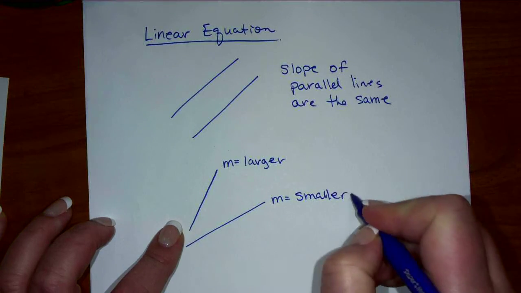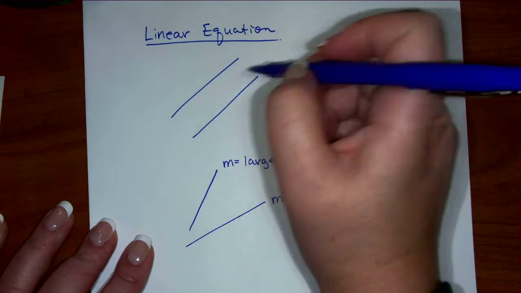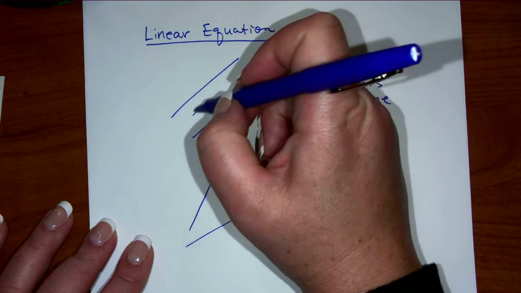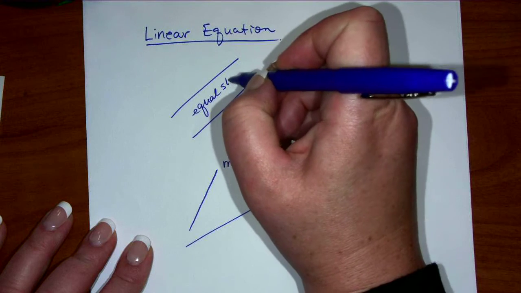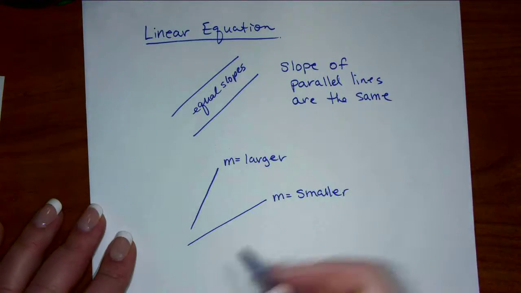And if these are equal slopes, parallel lines have no intersection point. They don't cross.